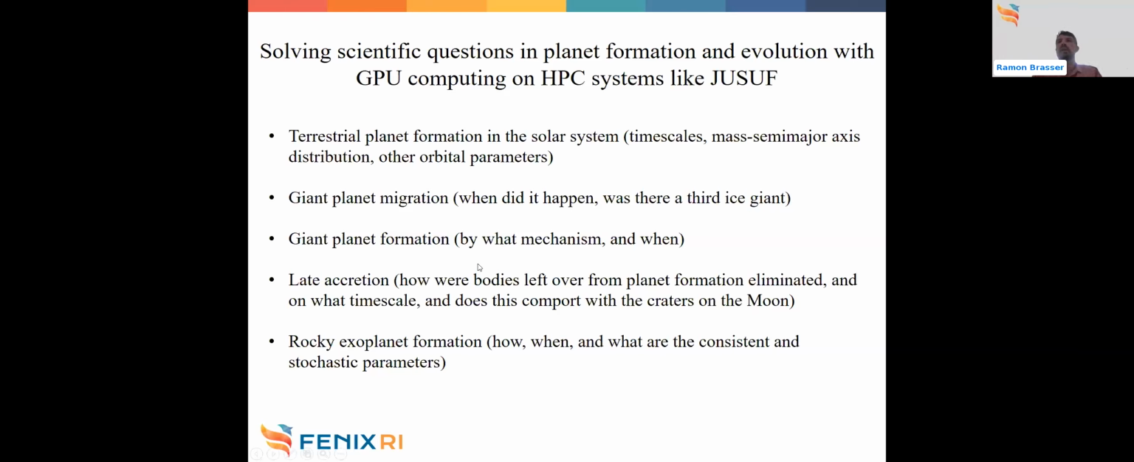Giant planet formation. Why are Jupiter and Saturn so much bigger than Uranus and Neptune? Why is Jupiter 3 times as massive as Saturn? On what time scale did the giant planets form? Was it 1 million years? Was it 10 million years?